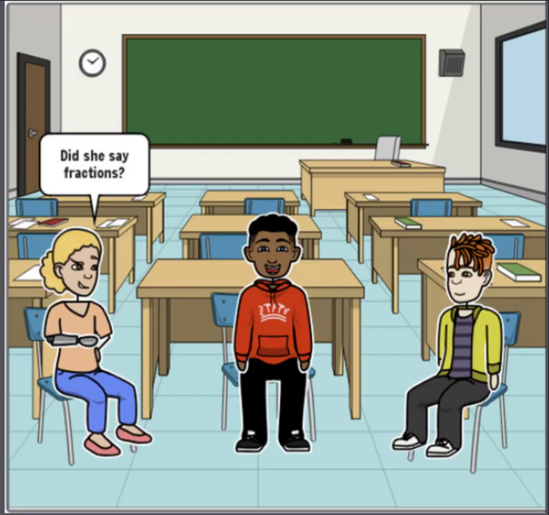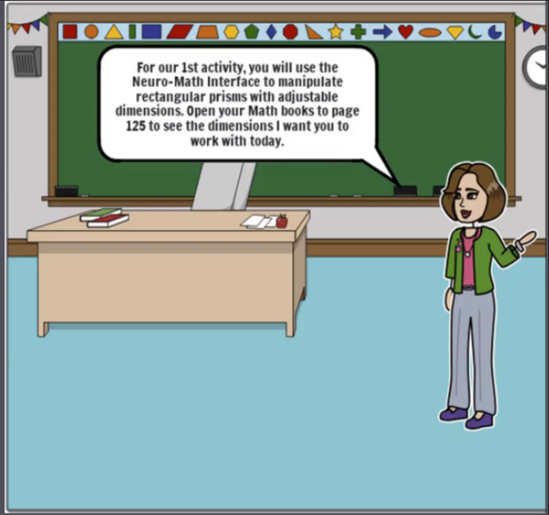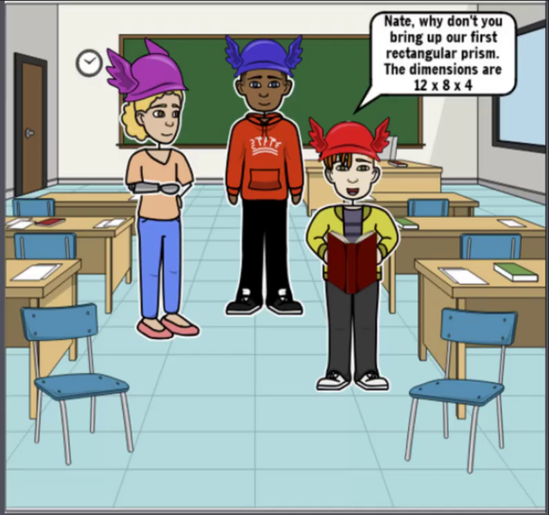Did she say fractions? For our first activity, you will use the NeuroMath interface to manipulate rectangular prisms with adjustable dimensions. Open your math books to page 125 to see the dimensions I want you to work with today. Nate, why don't you bring up our first rectangular prism? The dimensions are 12 by 8 by 4.